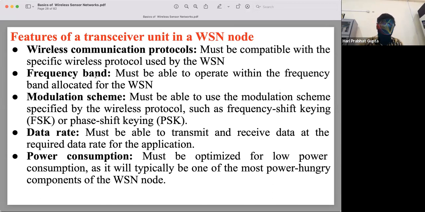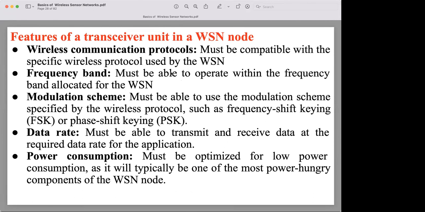Second is the frequency band. These units have different frequency bands, such as 2.4 gigahertz and 5 gigahertz. So when you select this unit, you need to check whether the frequency band is suitable for your application or not. Sometimes we also go into the spectrum aspect: this is a licensed spectrum, this is a license-free spectrum, like this one.